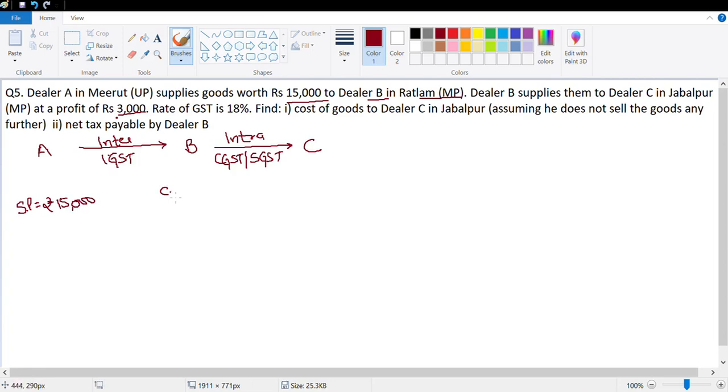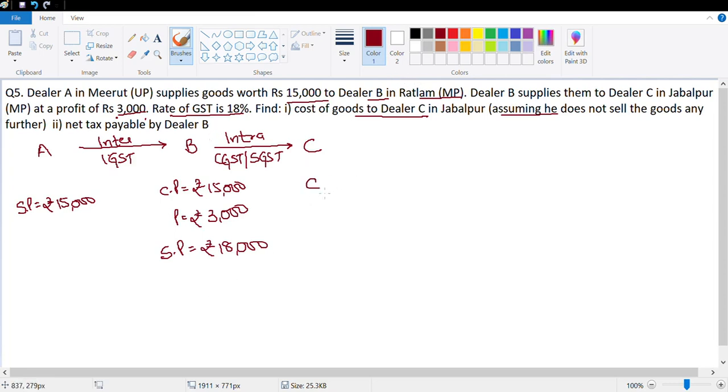Cost price at B was equal to rupees 15,000, and he made a profit of rupees 3,000. So the selling price here is equal to rupees 18,000. GST is at the rate of 18%. Find the cost of goods to dealer C, assuming he does not sell the goods any further, and the net tax payable by dealer B.